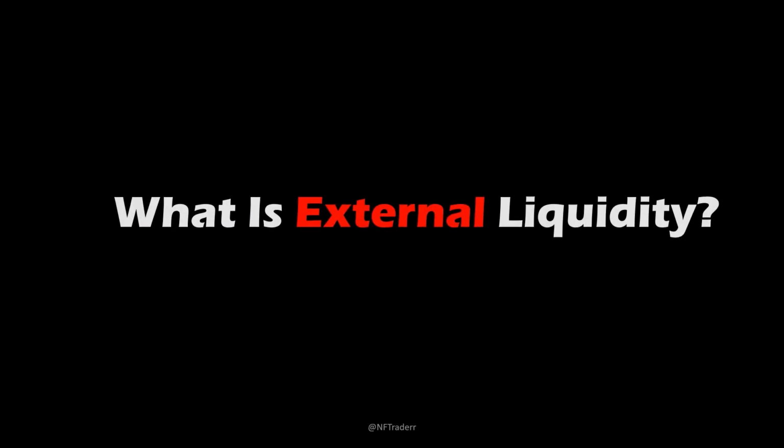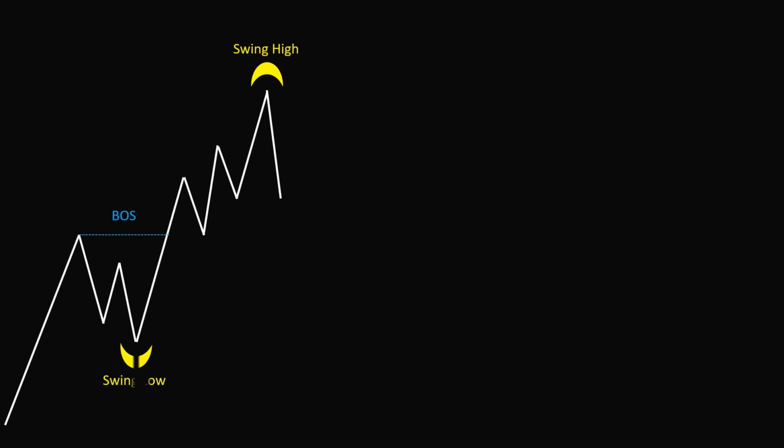What is external liquidity? Let's keep it simple. External liquidity is sitting at the obvious spots: old highs and lows. You know, the ones where everyone's stop loss is chilling. These levels light up like neon signs to smart money. That's why price often grabs those levels before making a serious move.